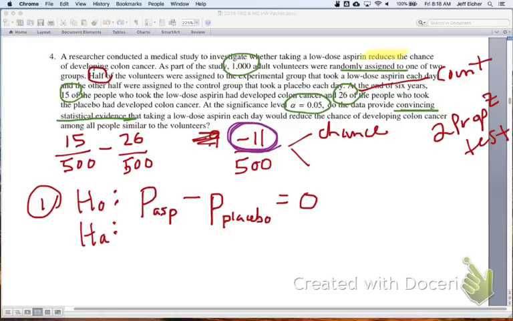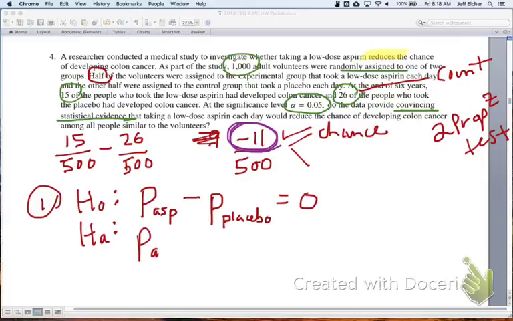Please be careful. Do not put hats on these proportions. We want to know about anyone taking low-dose aspirin similar to these volunteers. So that's an unknown parameter P. If you wrote P hat here, then you're just wrong. We already know the difference in P hats. That's negative 11 out of 500. We don't know the unknown actual difference in proportions. That's what we're doing a test to figure out, if we have evidence to make a claim about it.